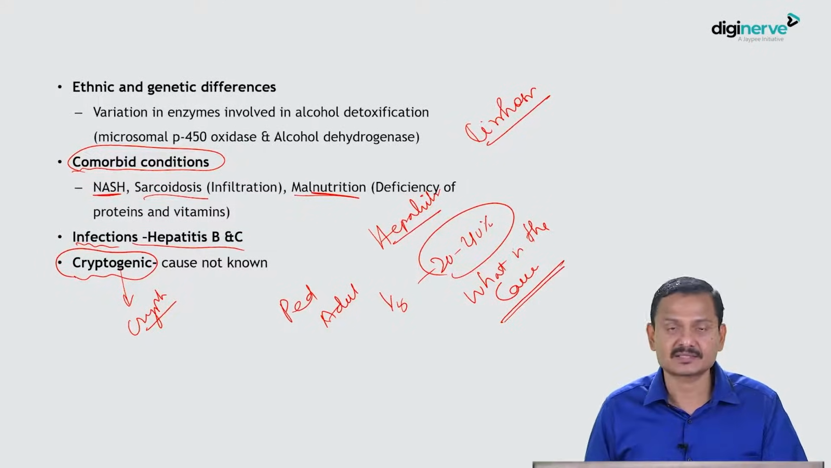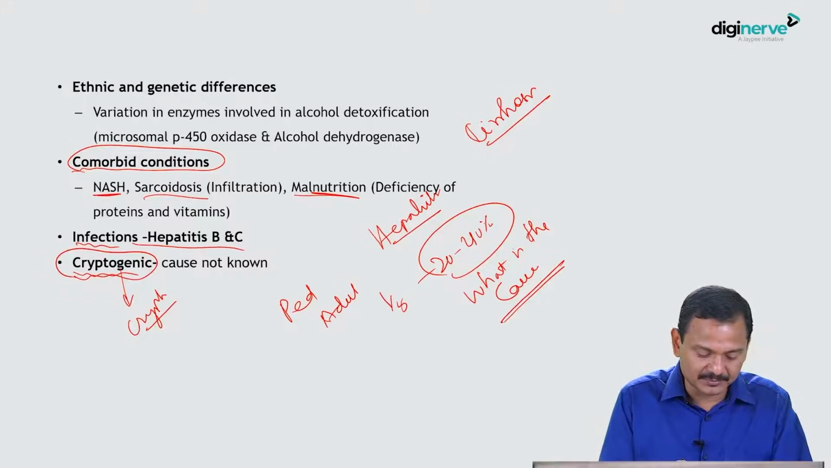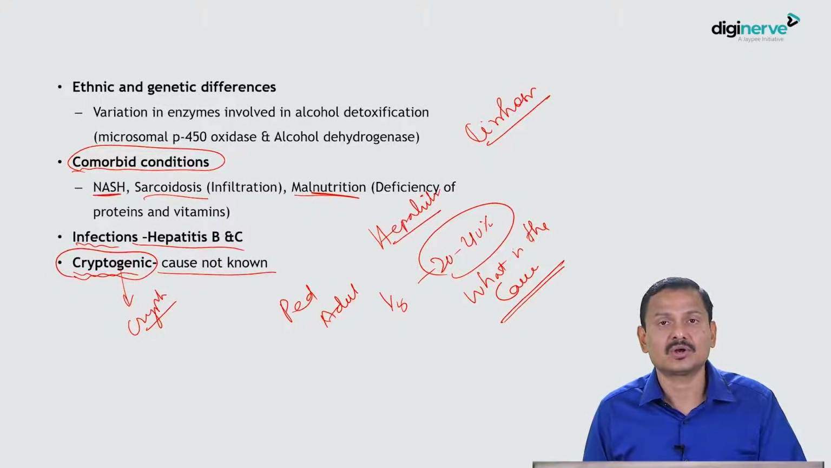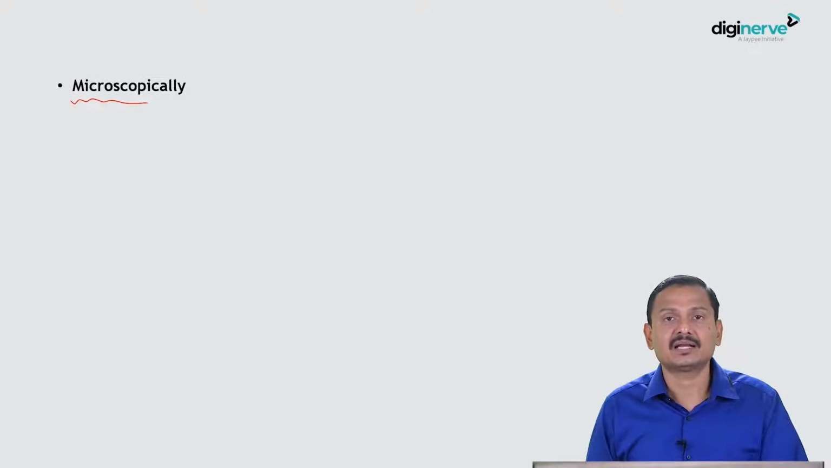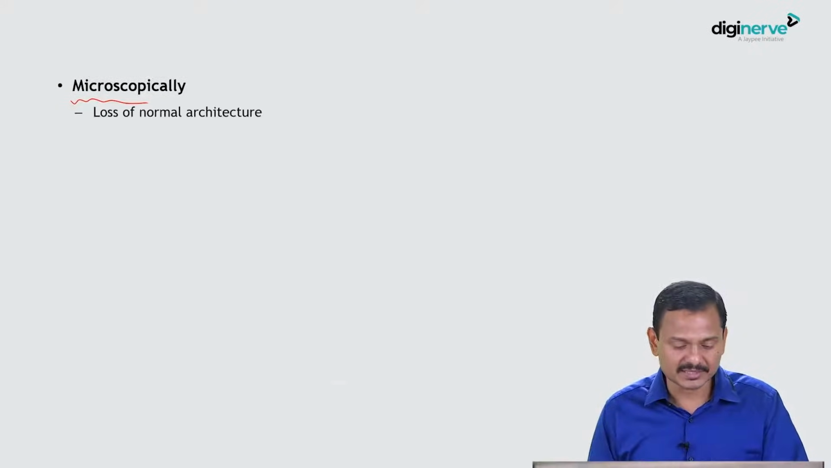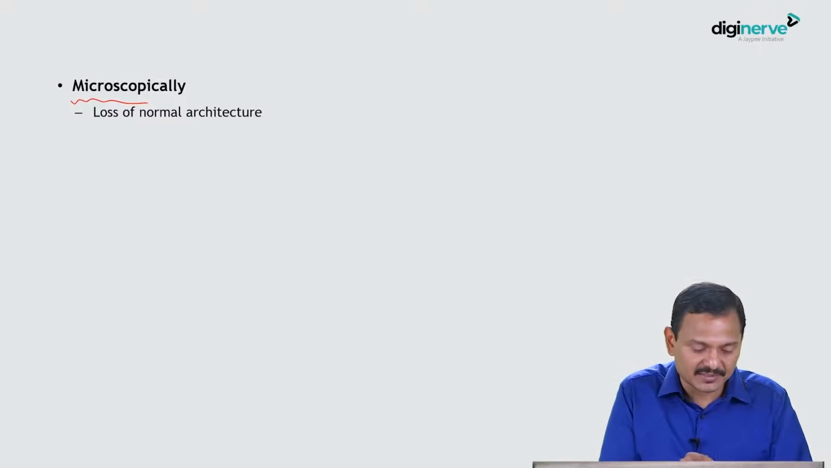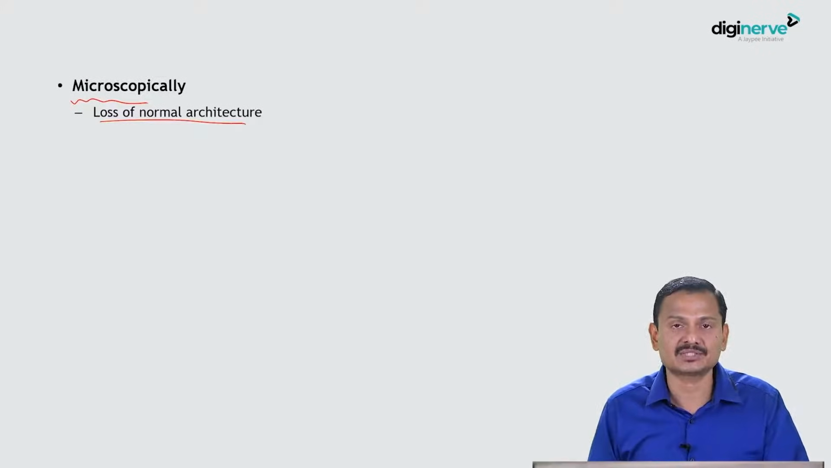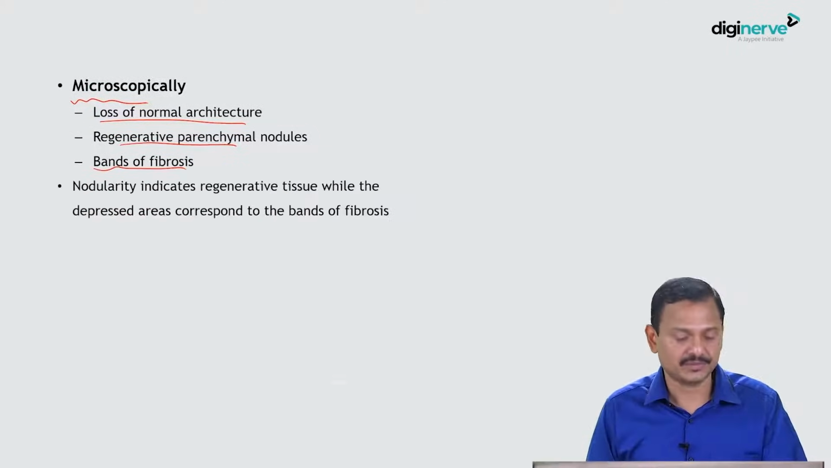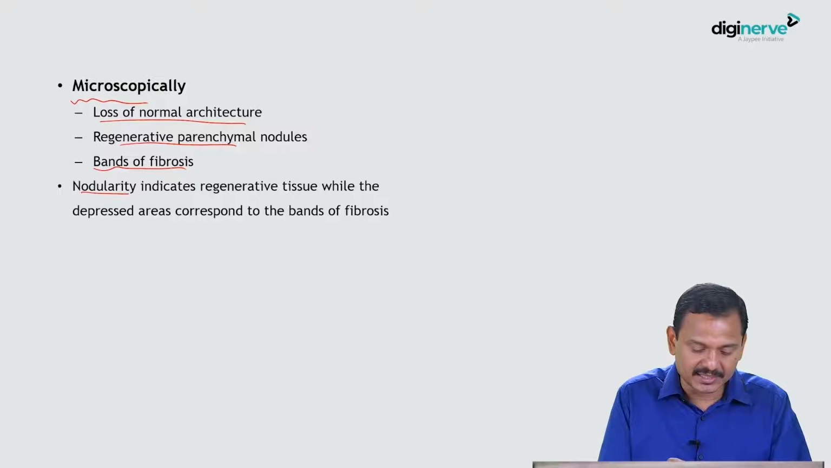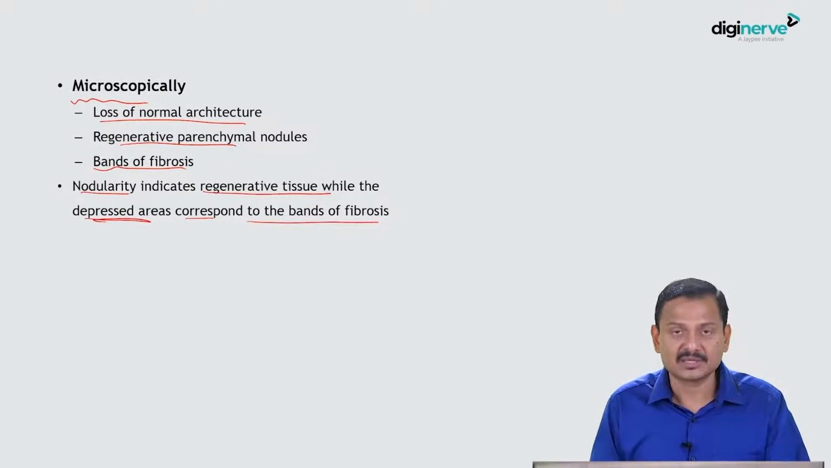So these cases will be classified under cryptogenic, or cause not known. And when we examine a cirrhotic liver under the microscope, we have already discussed it. We will just revise that there will be loss of normal architecture with the formation of regenerative nodules and then bands of fibrosis. Nodularity indicates regenerative tissue, while the depressed areas correspond to the bands of fibrosis.